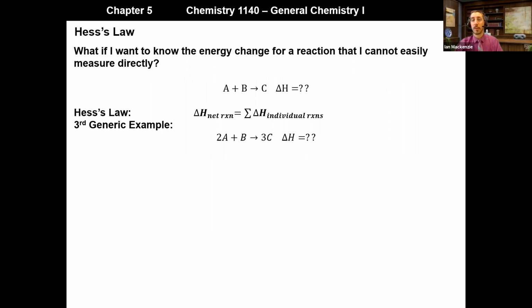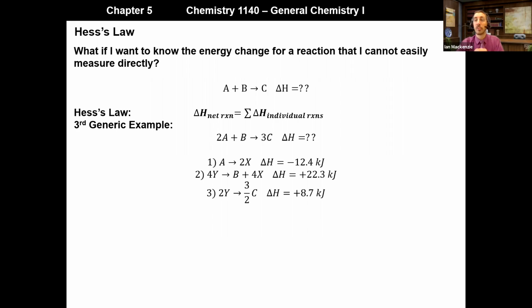So a third generic example here. 2A plus B goes to 3C. We don't know the enthalpy for that reaction. That's what we want. What we do know, though, is three different constituent equations. One where A goes to 2X, one where 4Y goes to B and 4X, and one where 2Y goes to 3/2 C. And I've got corresponding enthalpies for each of those.